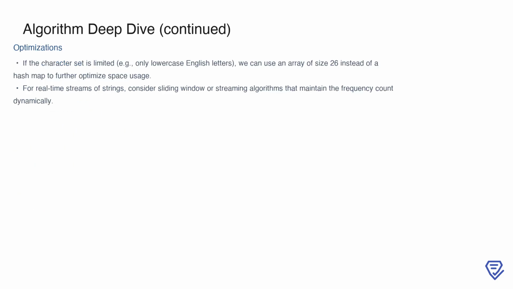There are a few optimizations to consider for this algorithm. If the character set is limited to lowercase English letters, we can use an array of size 26 instead of a hash map to save space. This is possible because each index in the array can directly correspond to a specific letter. For scenarios involving real-time streams of strings, we can explore sliding window or streaming algorithms that dynamically maintain the frequency count as new characters are processed. These optimizations can further enhance the algorithm's utility in scenarios with specific constraints or real-time requirements.